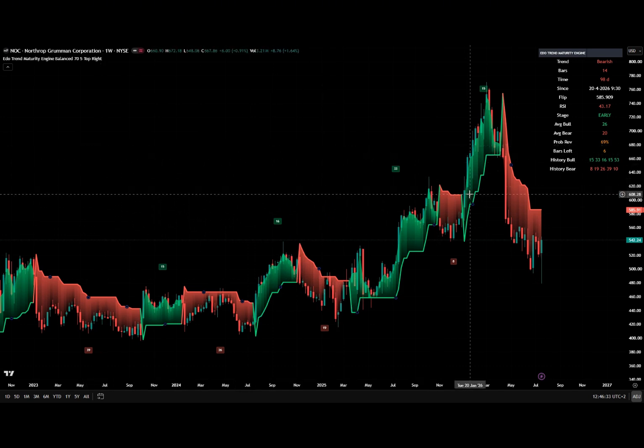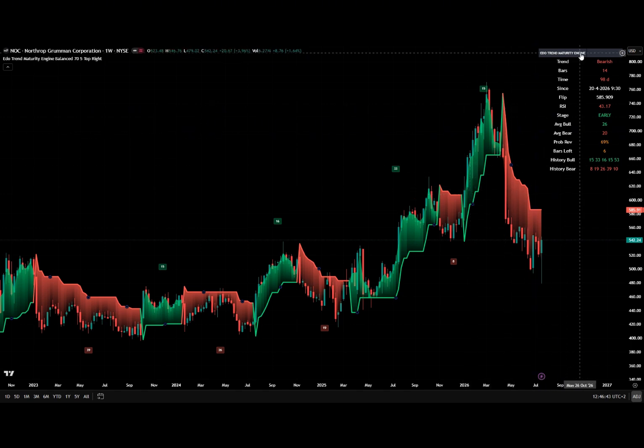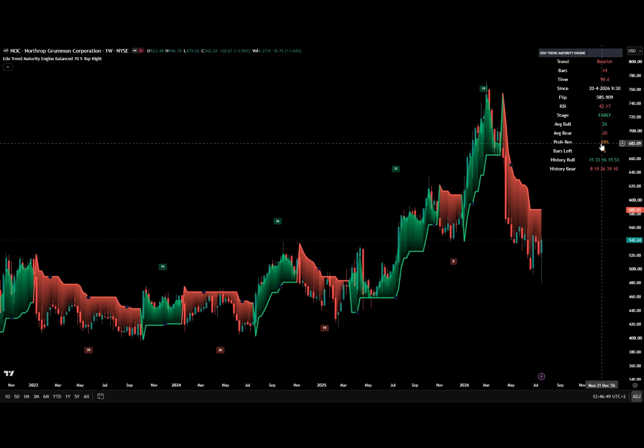To recap. Edo Trend Maturity Engine does not generate entry signals and does not predict tops or bottoms. It tells you the direction, and then how mature that direction already is, measured against the asset's own history, stage, probability, bars left, and the length of every recent leg.